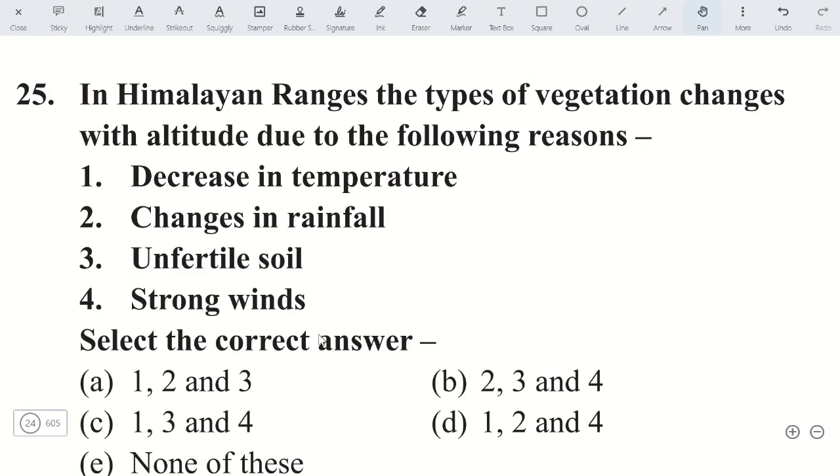In the Himalayan range, the type of vegetation changes with altitude due to the following reason. Decrease in temperature, yes, there is a difference in temperature. Change in rainfall, yes. Unfertile soil, this one is also correct. Strong wind, there is no effect of strong wind. Then the 1, 2, 3 statements are correct, so the option will be A. Let's move on to the next question.